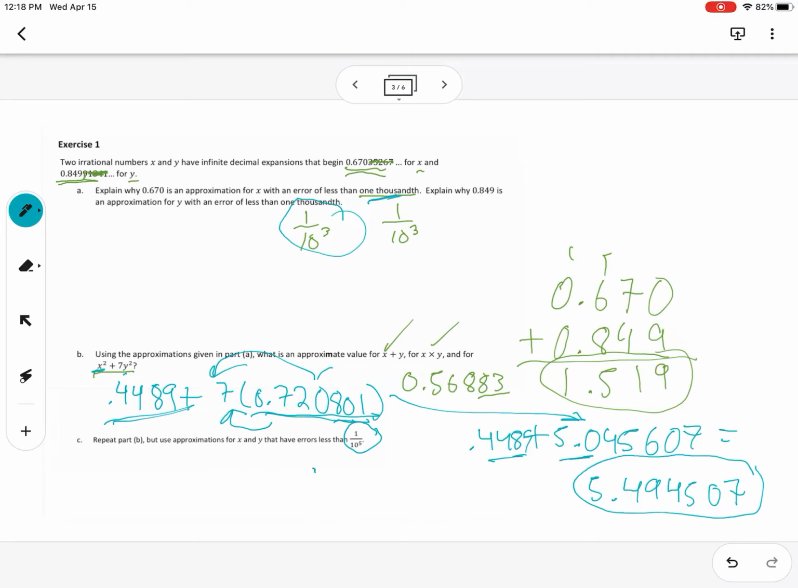So they're saying they want you to cut it off after the 5th digit to the right of the decimal. So 1, 2, 3, 4, 5. After this digit, everything else gets cut off. That's what they wanted you to use.